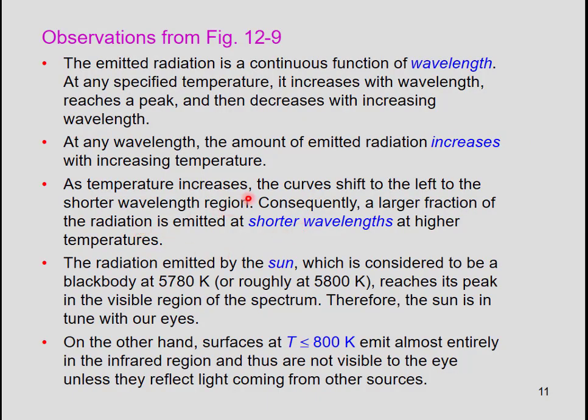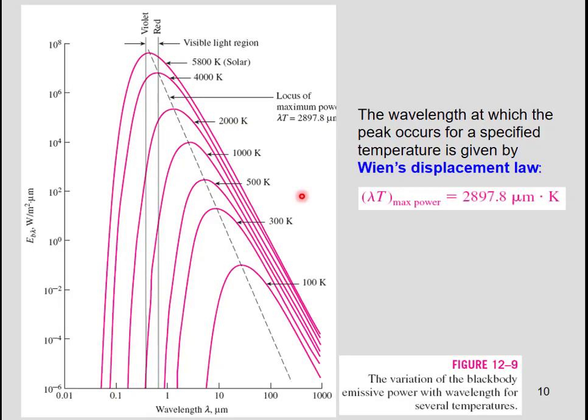And as the temperature increases, the curve shifts to the left, to the shorter wavelength region. Consequently, a larger fraction of the radiation is emitted at shorter wavelengths at higher temperature. As you can see, the shapes of these curves are similar, only their size is different. It is shifted for higher temperature to the left side, which means shorter wavelengths or higher energy.